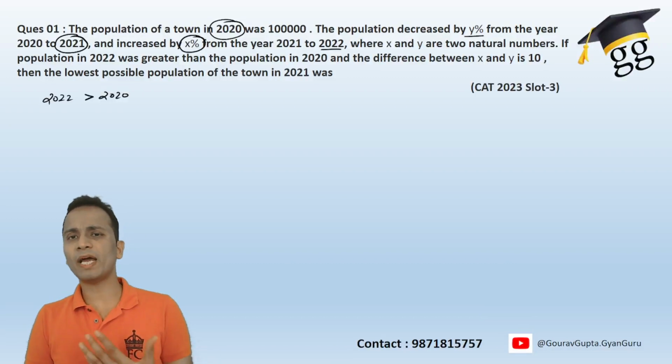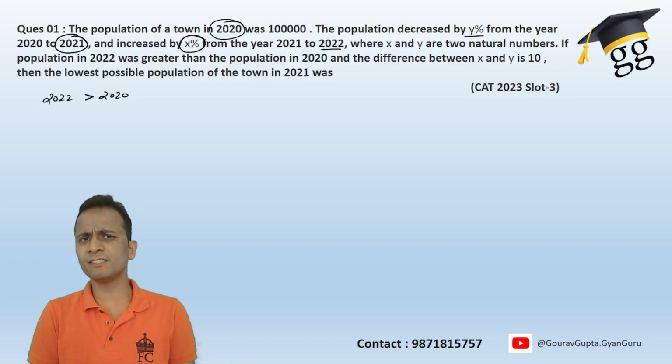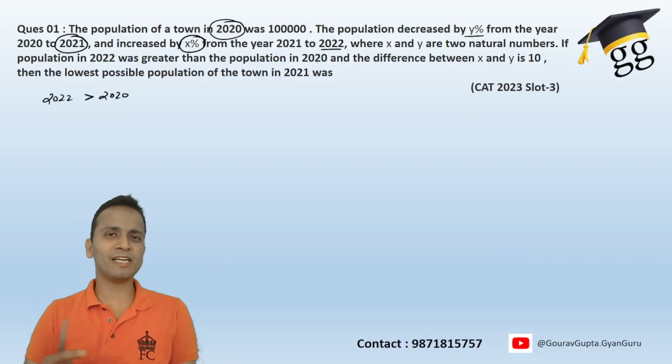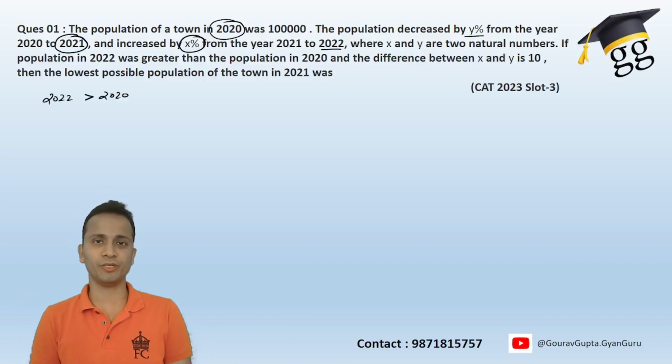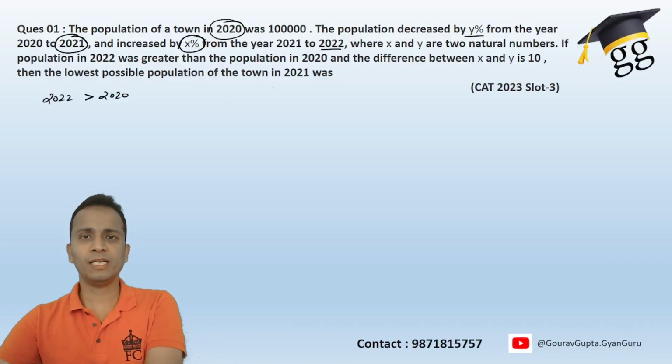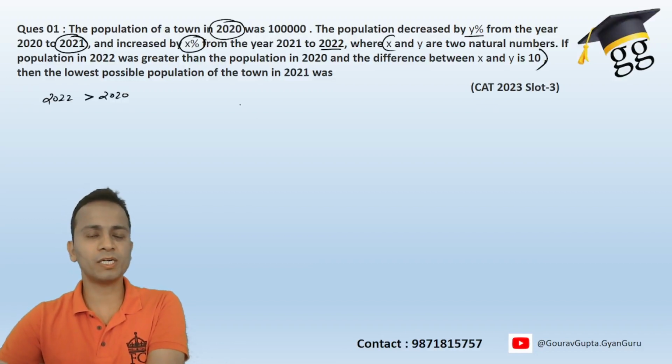Secondly, X and Y are natural numbers and their difference is 10. The difference is 10. So will it be X minus Y equal to 10 or Y minus X equal to 10? This is also one thing that needs to be understood. Alright, so let's work on the values of X and Y, which one will be greater.